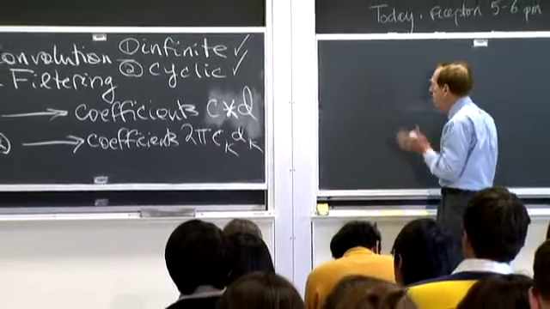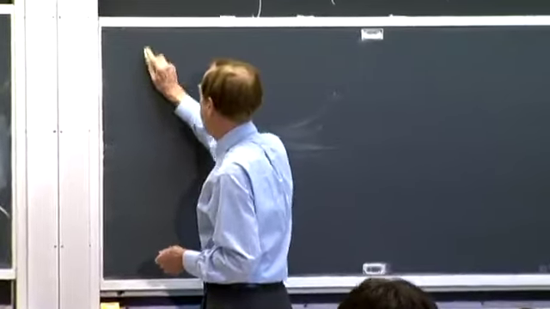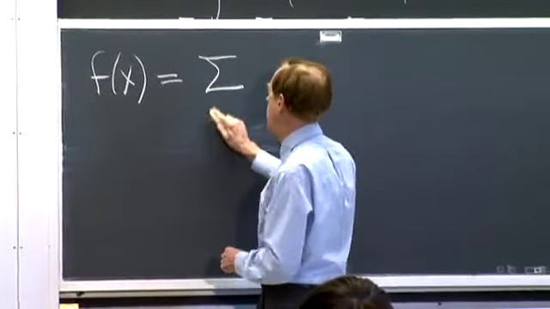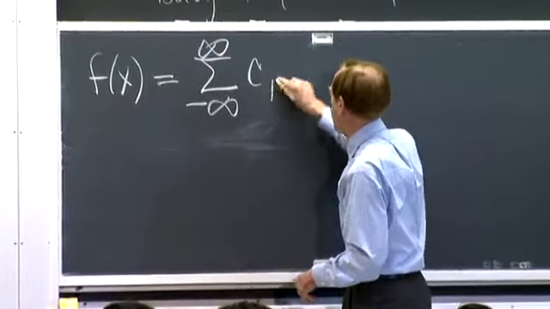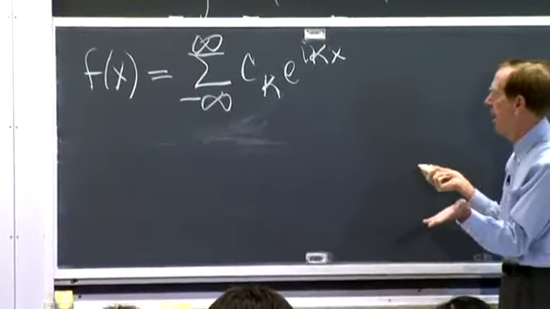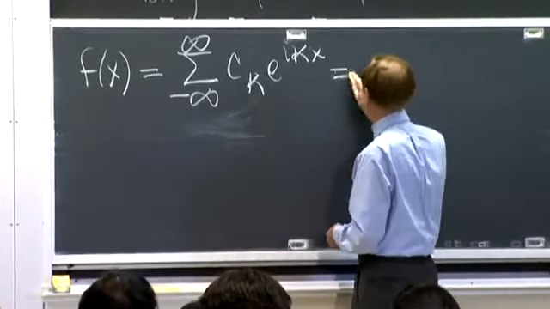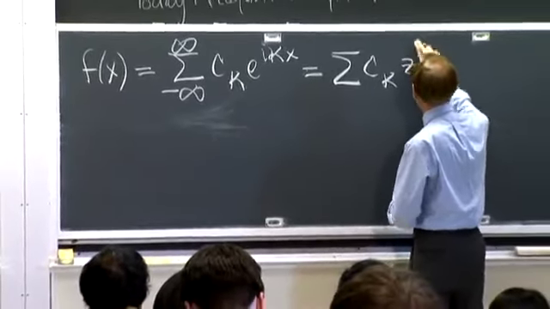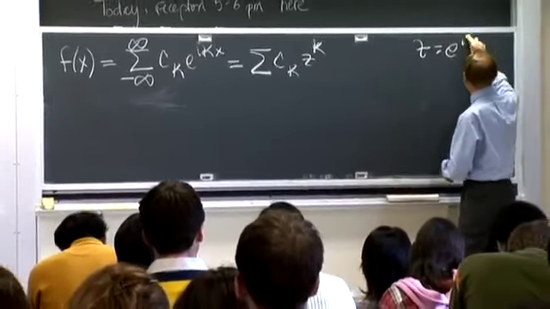Here's a suggestion. We started with f of x as the sum, and remember, to have nice formulas, we're doing the complex version, c_k e^{ikx}. Let me suggest something. Let me write z for e^{ikx}. So I'm going to just write that as the sum of c_k z^k. So z is e^{ix}.